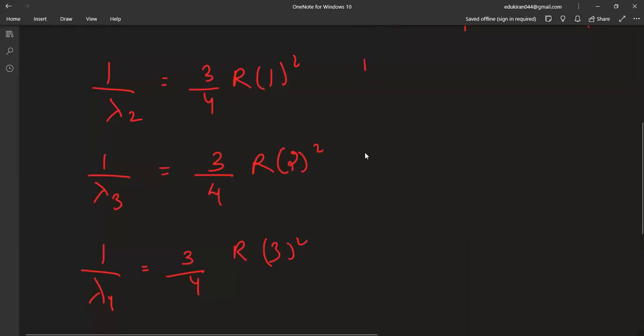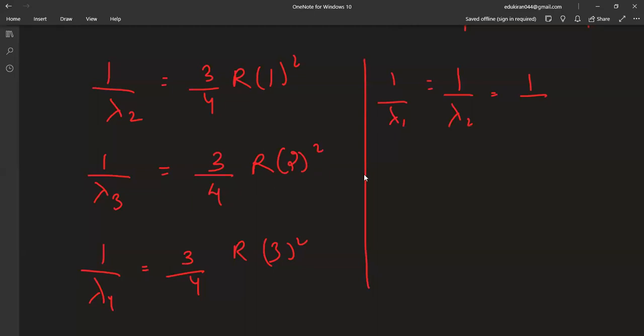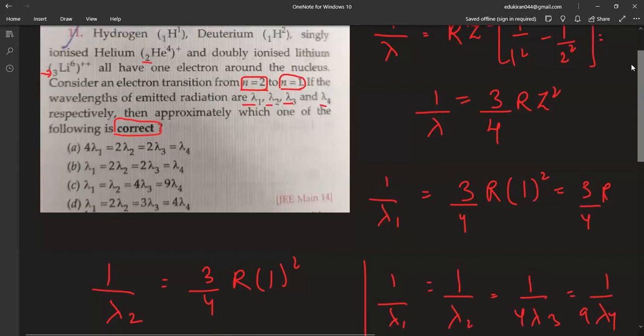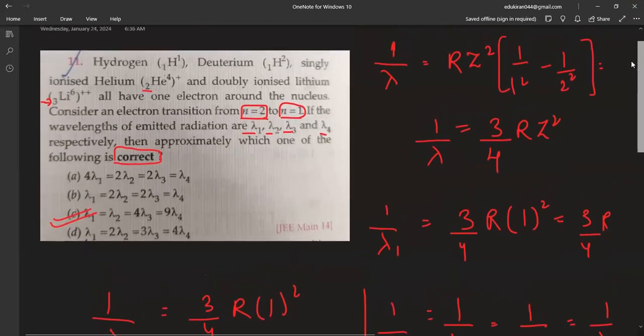Now, look at all of their relations. You know 1 by lambda 1 is equal to 1 by lambda 2, which is equal to 1 by 4 times lambda 3, which is equal to 9 by lambda 4. So, lambda 1 is equal to lambda 2 is equal to 4 lambda 3 is equal to 9 lambda 4. This is how you have to solve. Which option? C? C option. Yes, ma'am. C.